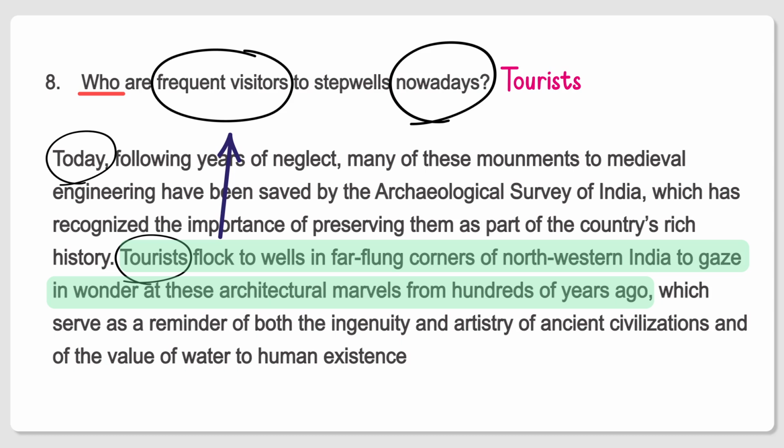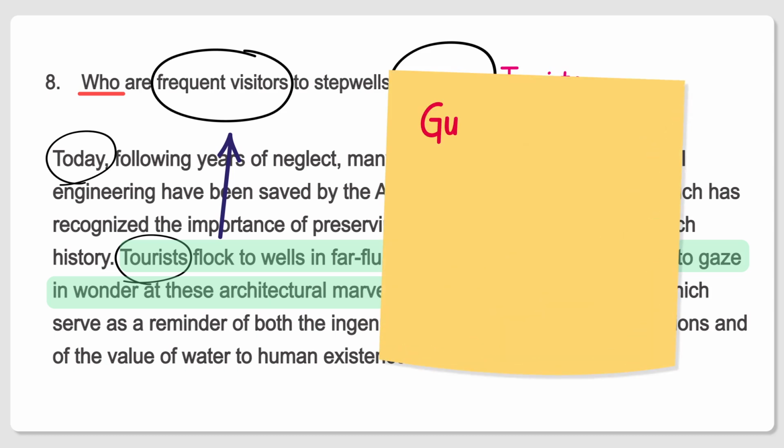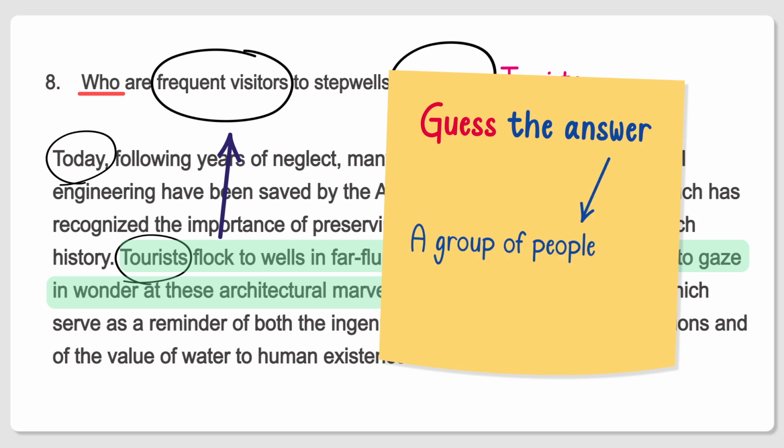But when you read the question, you have to guess the answer. You have to guess: is it a group of people? Do I have to find a place, a time, people, what? Once you guess what the answer is, finding the answer would be very easy for you.